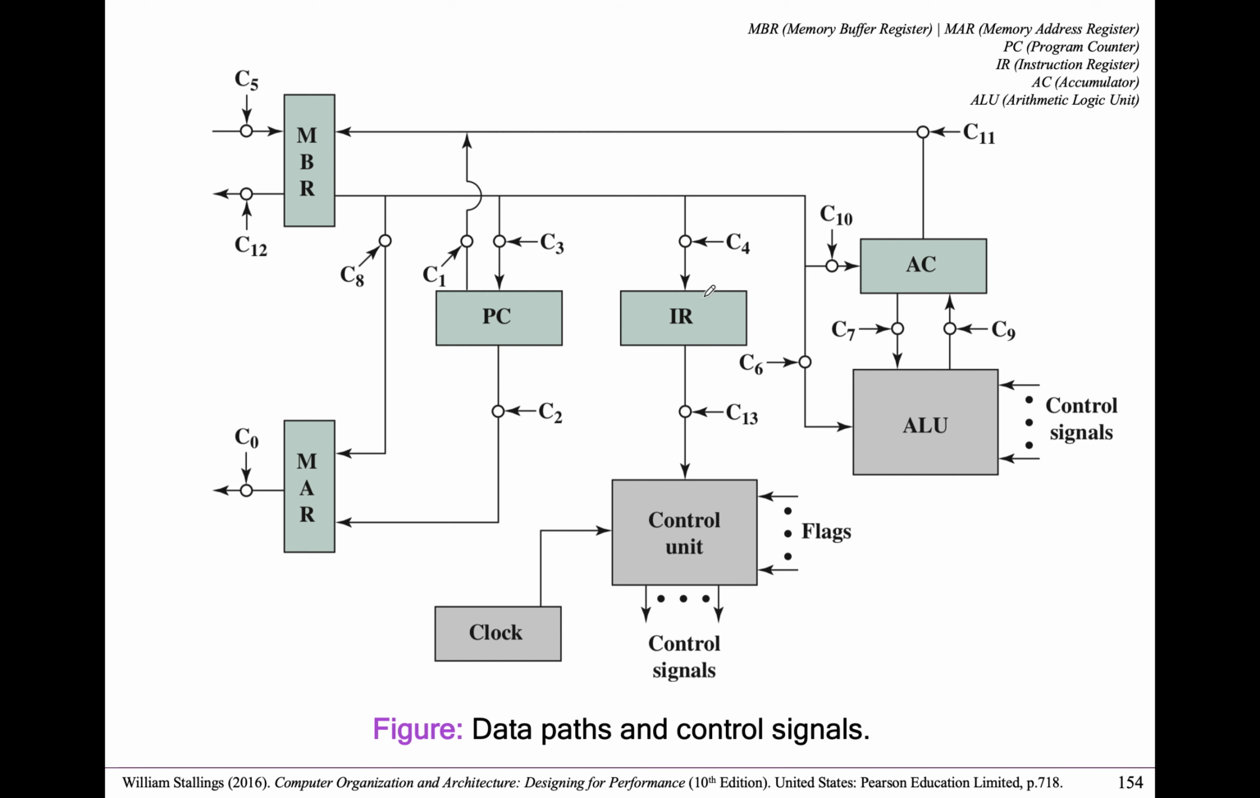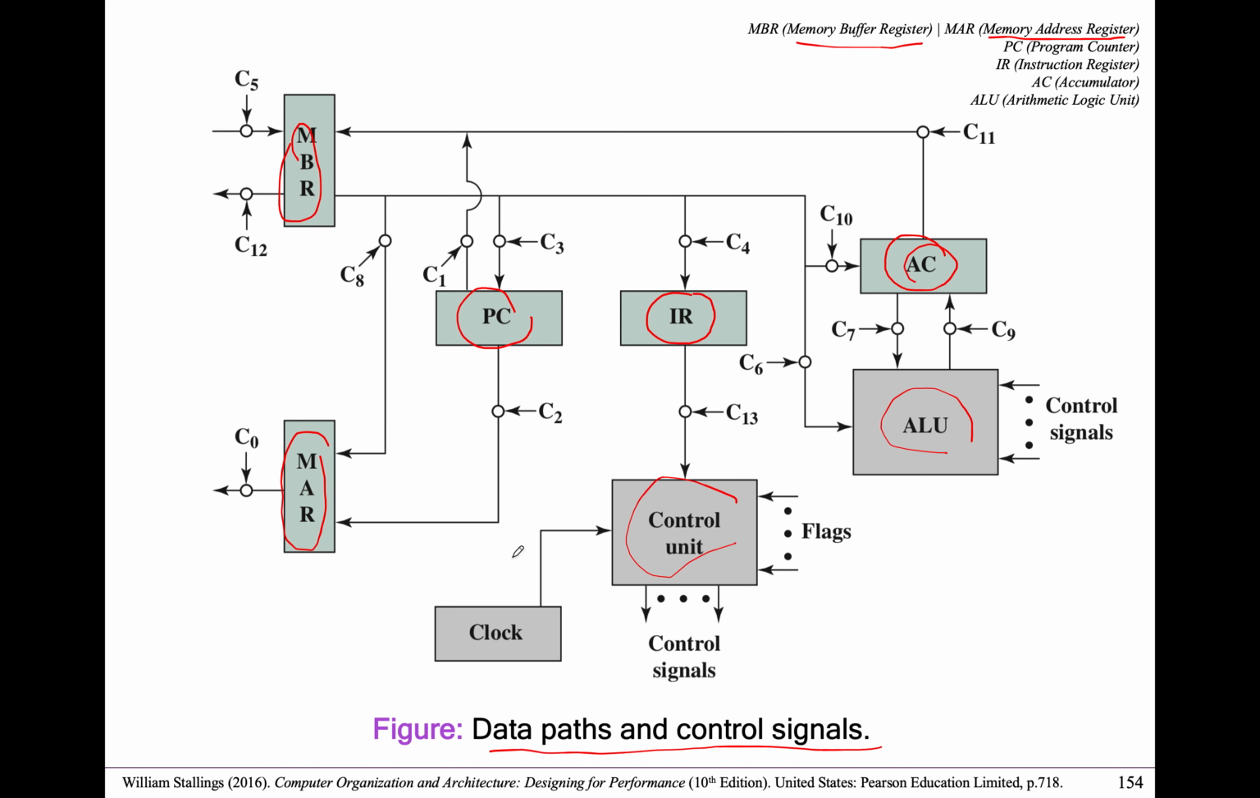So you can see over here, this is the data paths and control signals. Last time you saw this MBR. What is MBR? It is the memory buffer register. You also looked into MAR in your last subtopic, which is called the memory address register. You also already looked into PC, which is program counter, IR, your instruction register, AC, accumulator, and of course the ALU, arithmetic logic unit, which I need not introduce.